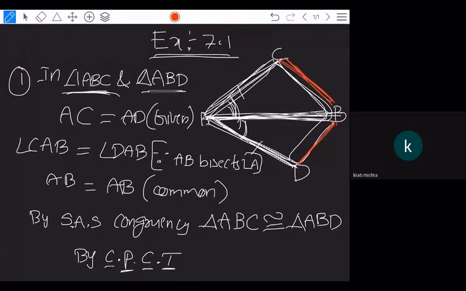So by CPCT you can say that BC is equal to BD. By the CPCT, what else can you say? Here the question is not asking, but can anyone say which other two angles are equal? Angle CAB is equal to angle BAD, already it is given. Angle ACB is equal to angle ADB. Yes, very good. These two angles are equal, and this angle also.